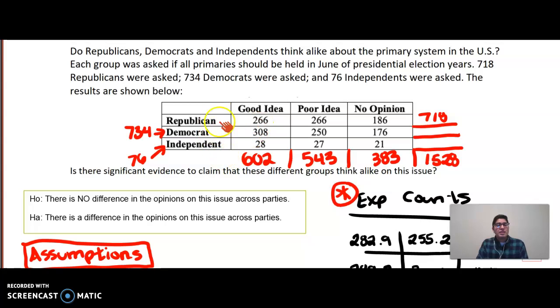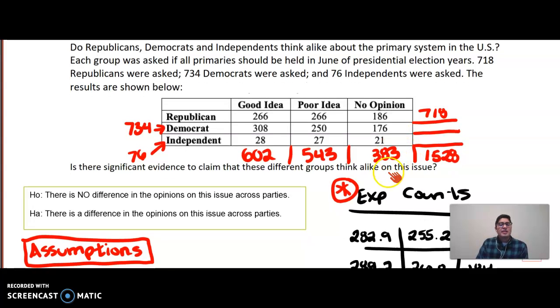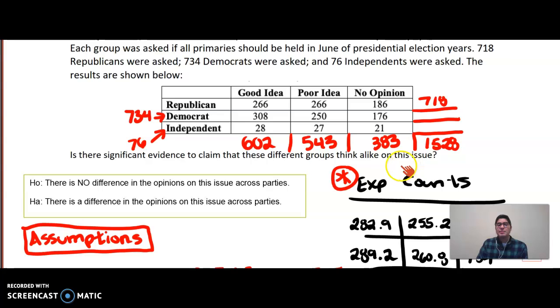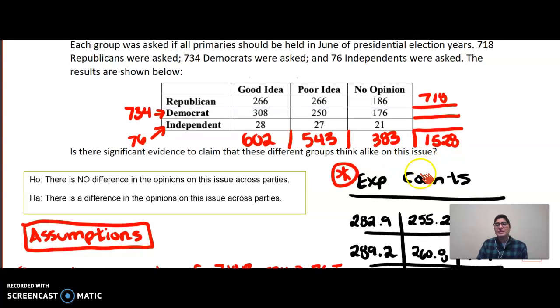Now, ignoring the populations from which they're sampled, I look at how many people thought it was a good idea, 602. How many thought it was a poor idea, 543, and how many had no opinion, 383. So this gives me a total sample size of 1,528 politicians. Now, is there significant evidence to claim that these different groups think alike on the issue?